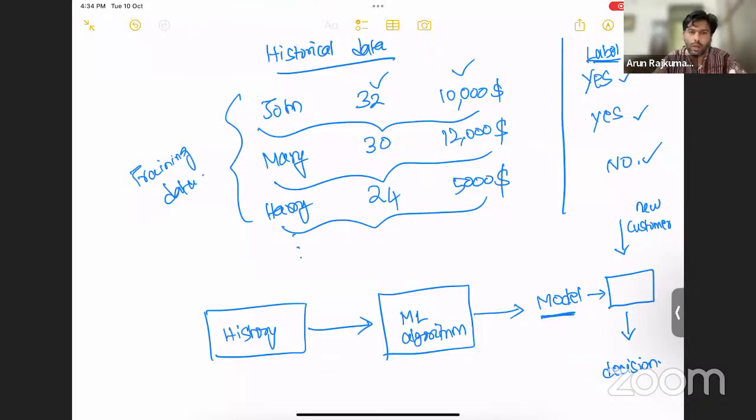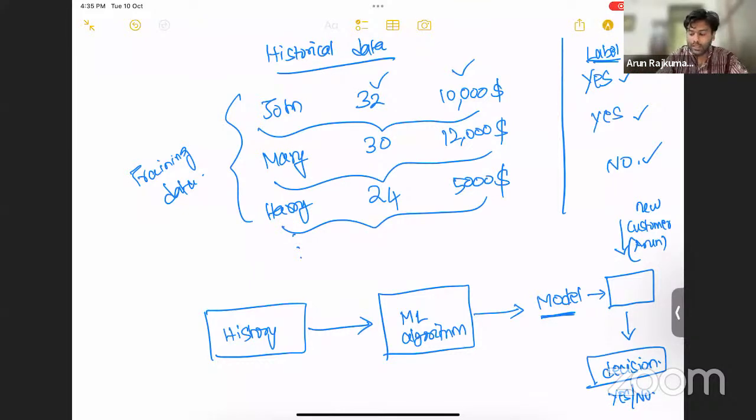This is neither John nor Mary nor Harry. Maybe this is Arun, right? So maybe this is me, a new customer who walks in, and I have my own age and salary. And then this model should be able to take any age and salary pair and figure out a decision, which is yes or no, right?